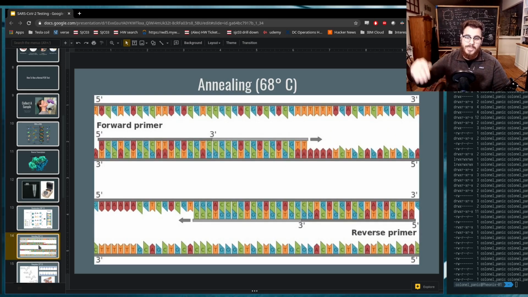So it's actually going to cool the sample down to 68 degrees Celsius, which is the bonding temperature of the targeting primers. Now, I've been saying targeting primers, but really there are two types of primers, forward primers and reverse primers, and they work as such.